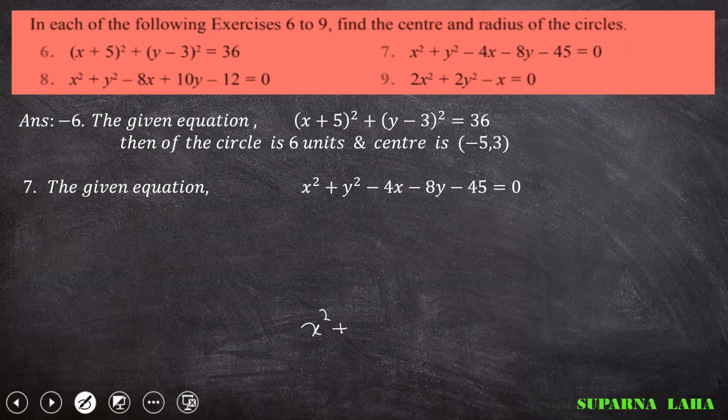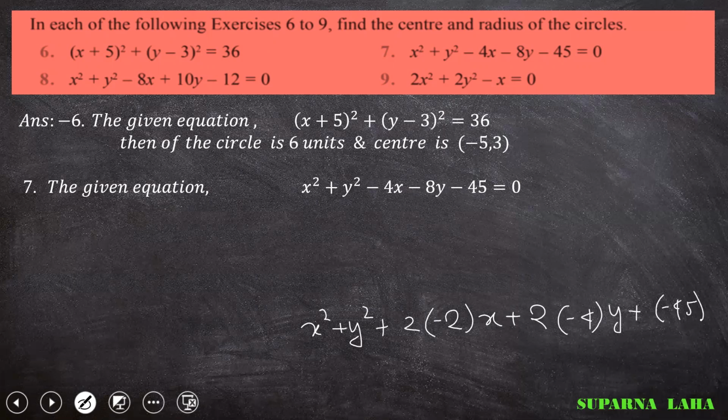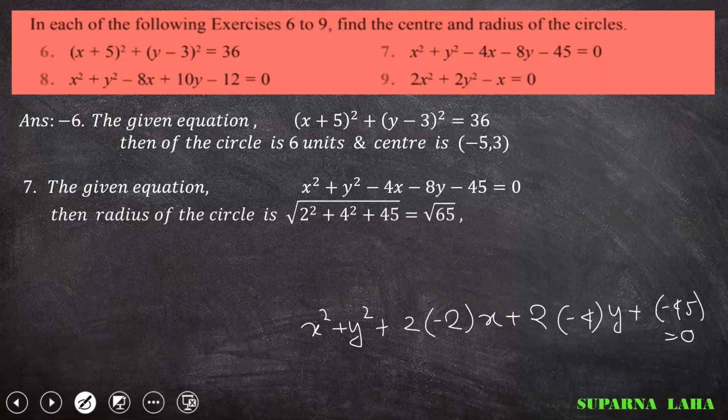So x square plus y square plus 2g x, that is minus 2x, plus 2f y, that is minus 4y, plus c is equal to 0. So minus g, minus f is the center and the radius is root over g square plus f square minus c.